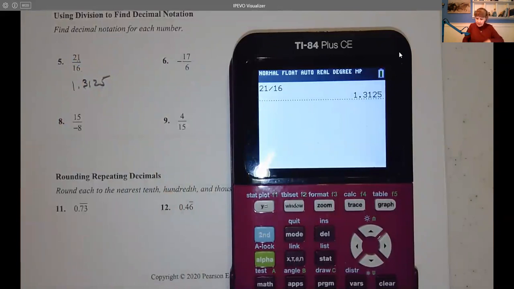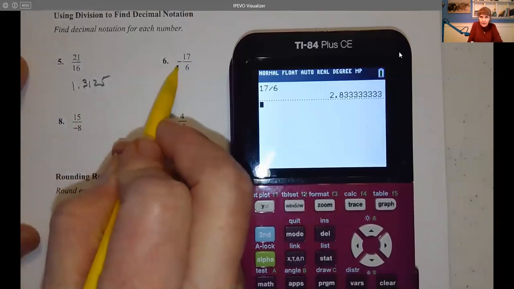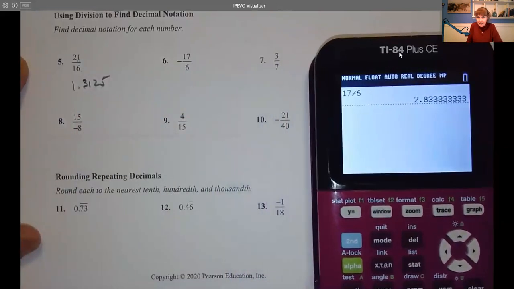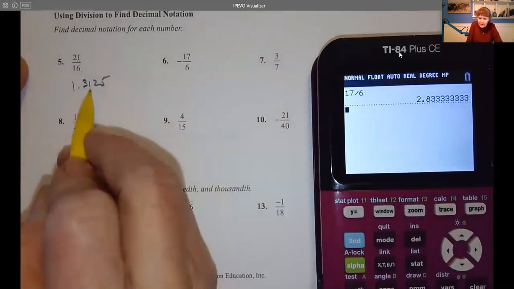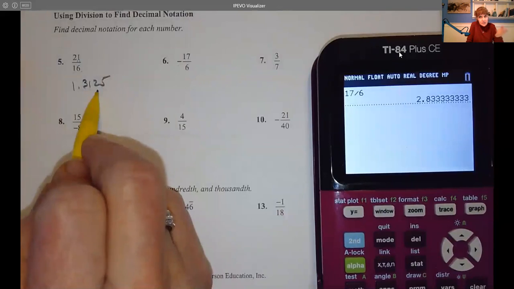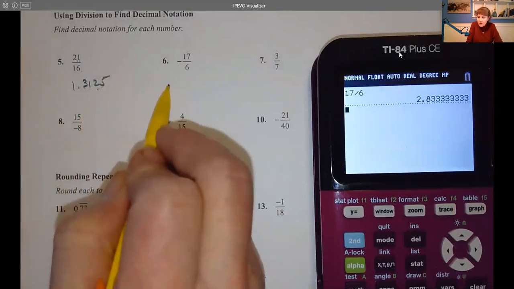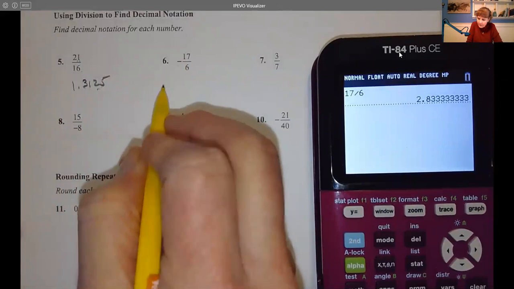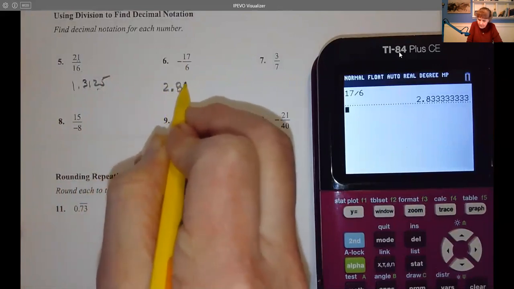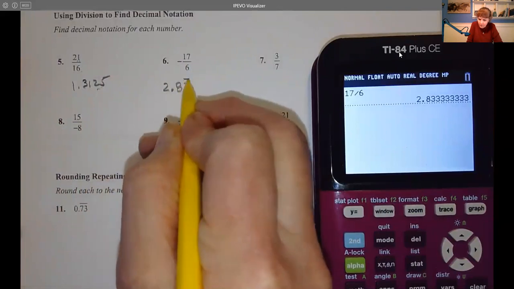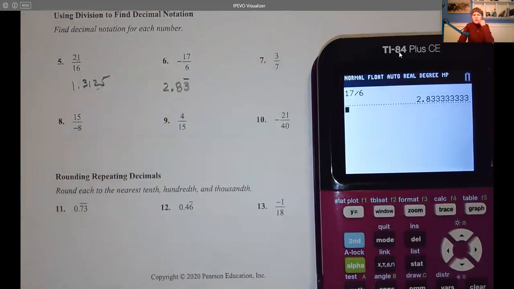On number 6, we'll just take 17 divided by 6. And we need to remember that our answer is negative because we have that negative there. Now I'm going to put that to the side a little bit. How do you write this right here? Well, this first one's called a terminating fraction. It stopped. But number 6 is called a repeating fraction. So to write a repeating fraction, you put a bar over the part that's repeating, and that's probably just a review.